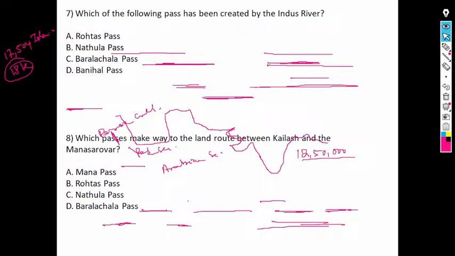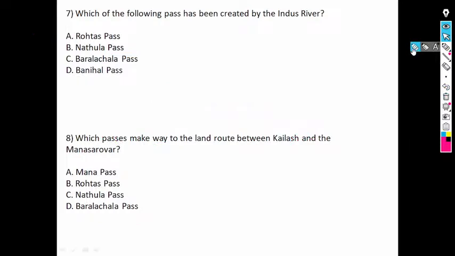Next question. Which of the following passes has been created by the Indus River? Number one, it is just Rohtang Pass. Just 1 second.